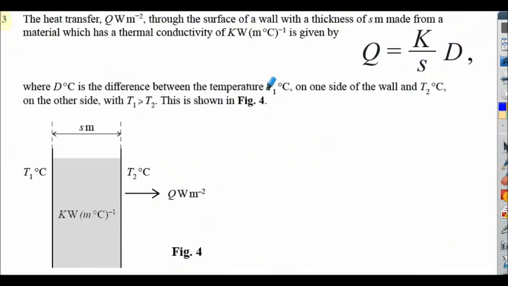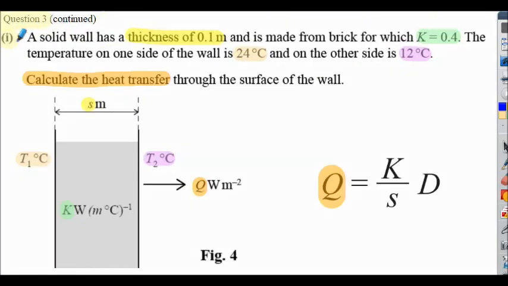So question 3 relates to heat transfer, double Q, through a surface of a wall of thickness S meters, made from a material which has the thermal conductivity K, watts per meter degree C. So here's the formula. Q is equal to K divided by S, multiplied by D. And D is basically the change in temperature. D is T1, the higher temperature, minus T2, the lower temperature. So heat energy is moving from left to right in this particular instance. For all these questions, temperature T1 is always greater than temperature T2.